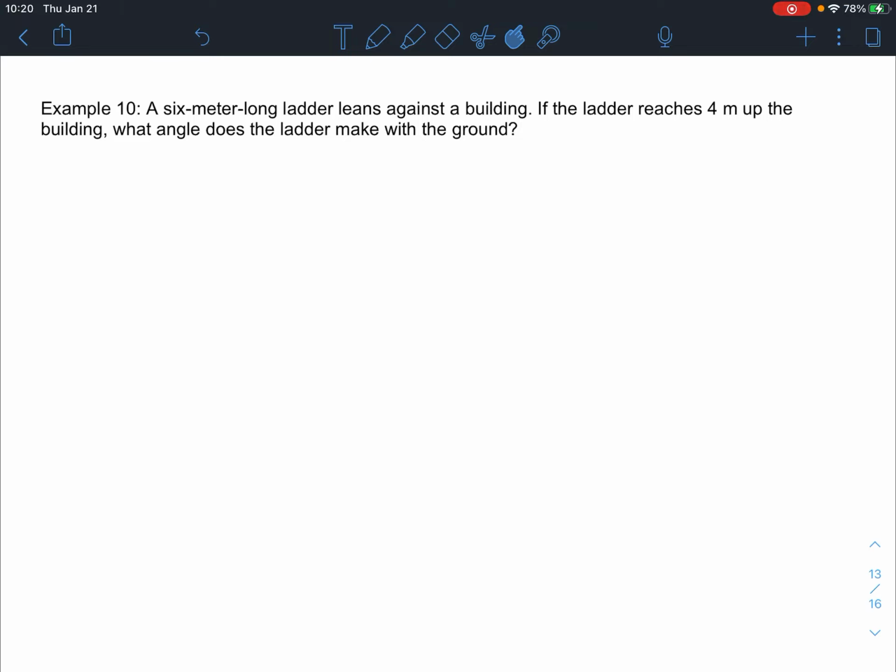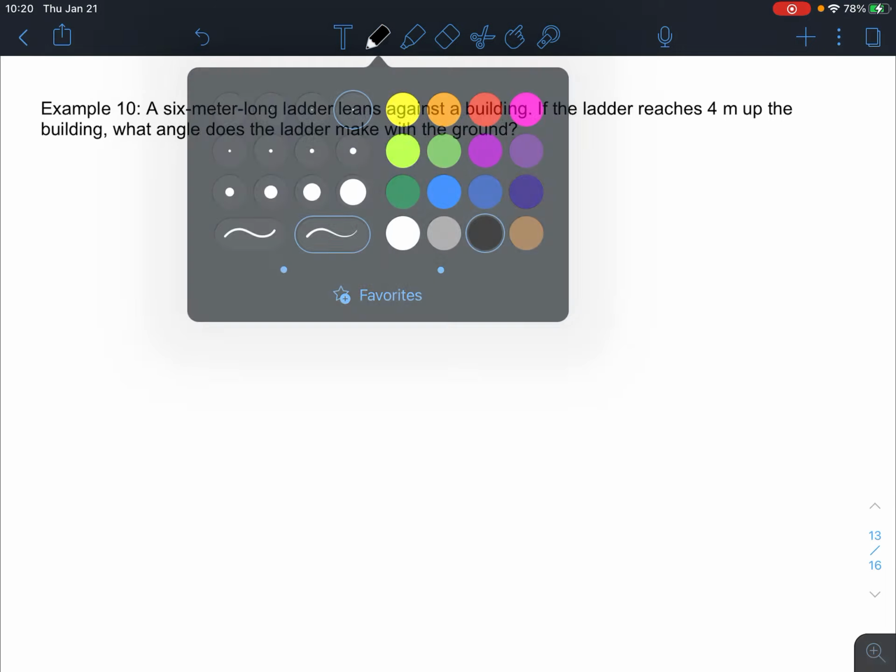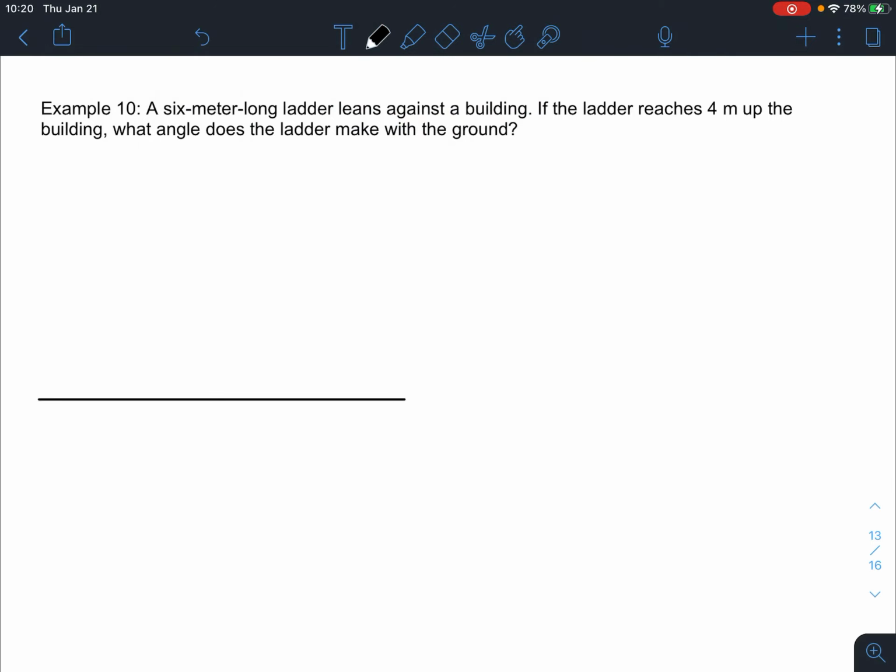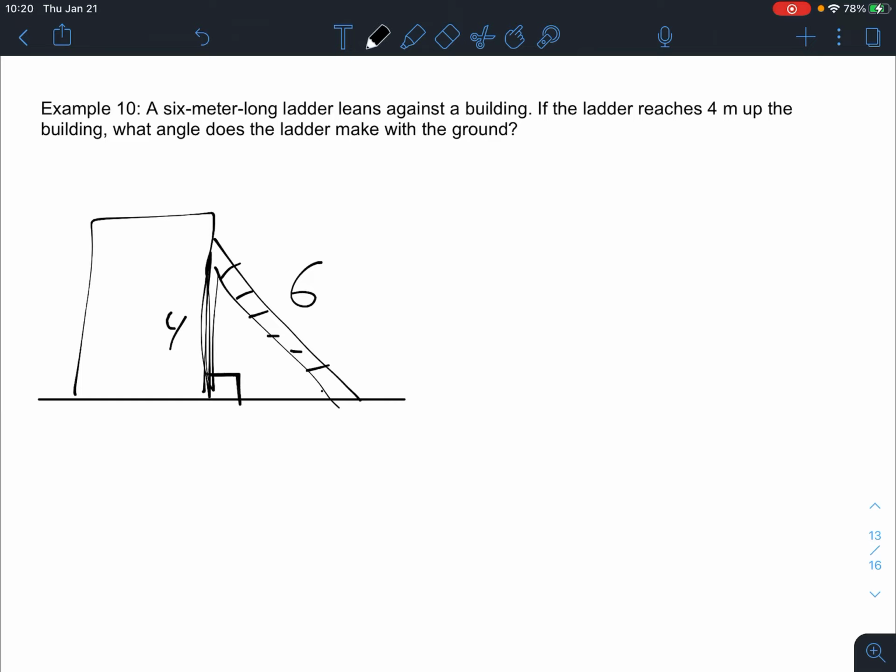Example 10, a 6-meter long ladder leans against the building. The ladder reaches 4 meters up the building. What angle does the ladder make with the ground? So here's the ground. Here's the building. Here's my ladder. The ladder is 6 meters long. It reaches 4 meters up the building here. And you want to know what angle the ladder makes with the ground.